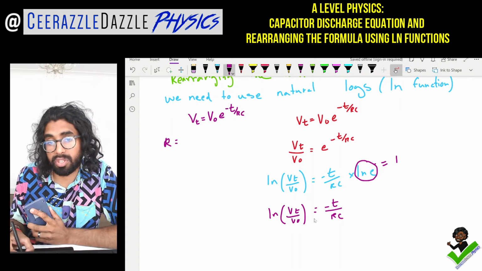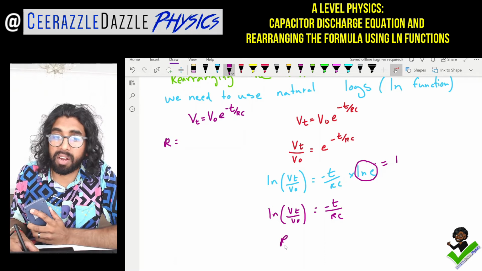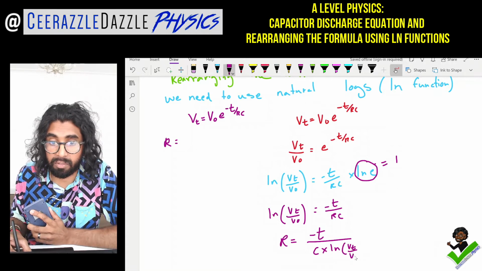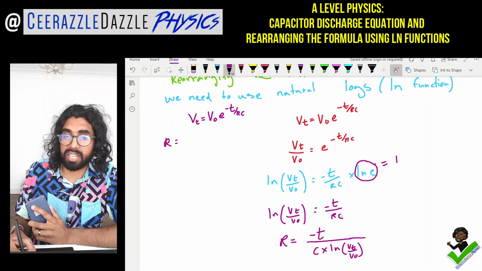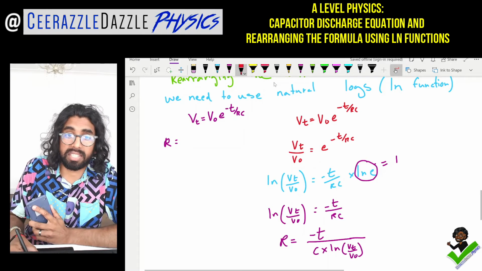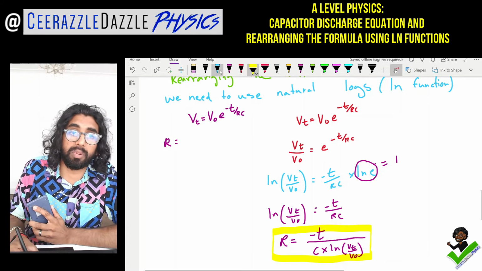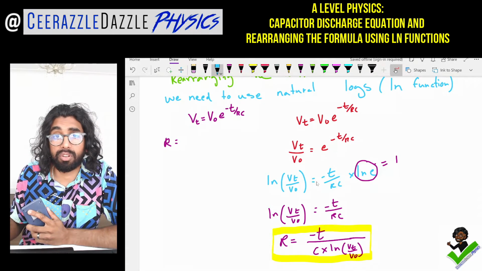Then, if I really want to, I can rearrange it. I'll take the R up and shift all of this underneath. Therefore we have R is equal to minus t over C times the Ln of Vt over V0, because all of that's underneath now. So this R pops up, minus t over C, and then Ln Vt over V0 is underneath. That's how we can rearrange it, guys. Maybe I'll do a couple of videos outlining how to do that as well. So that's how we can rearrange it to make R the subject of the formula. We have to use the Ln function here.